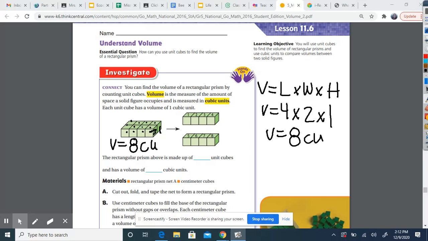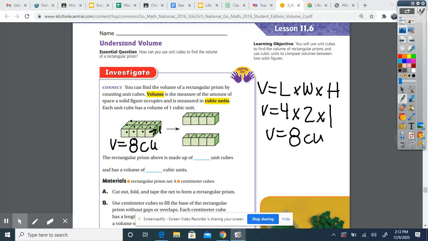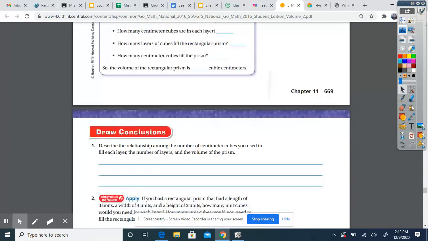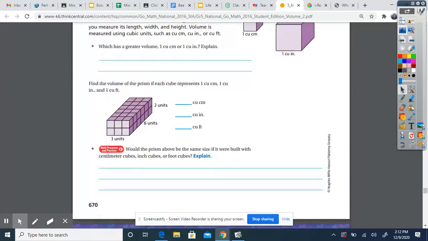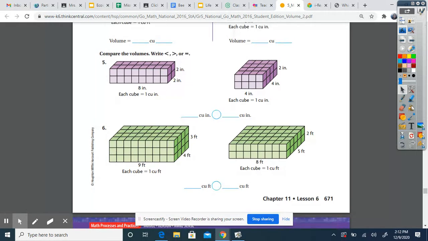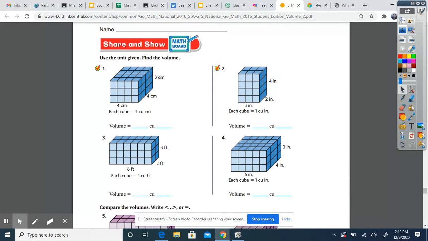So you can either count the number of cubic units you have, or you can use the equation length times width times height. You'll need to use the equation length times width times height when we get to more complicated problems. So we're going to go ahead and scroll down and go over some. I'm going to be on page 671 if you guys want to follow along.